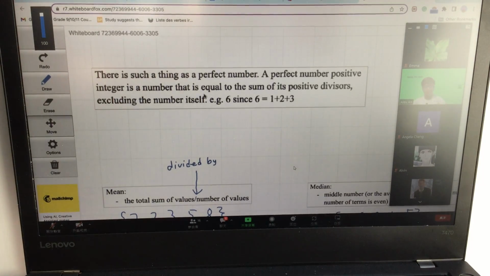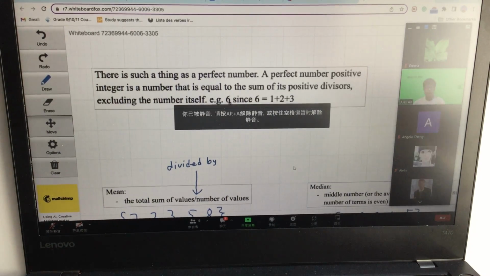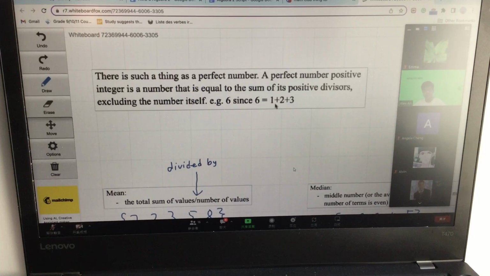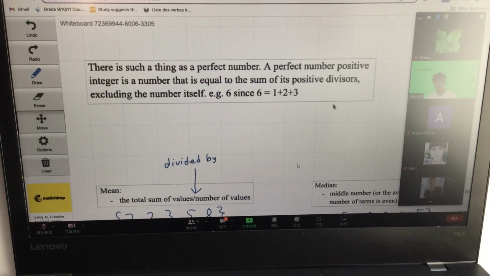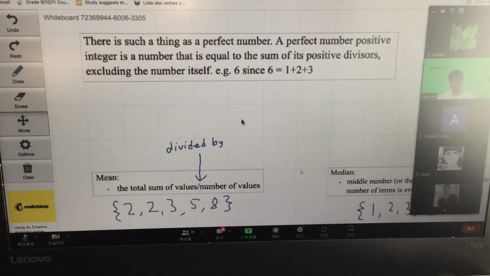A perfect number is a positive integer that is equal to the sum of its positive divisors, excluding the number itself. For example, we have 6. 6 is a perfect number because the factors of 6 other than 6 are 1, 2, and 3, and 1 plus 2 plus 3 is equal to 6. I just thought that's interesting.